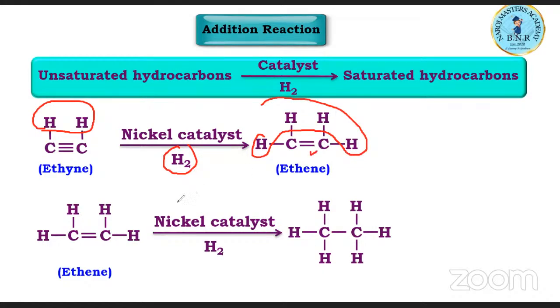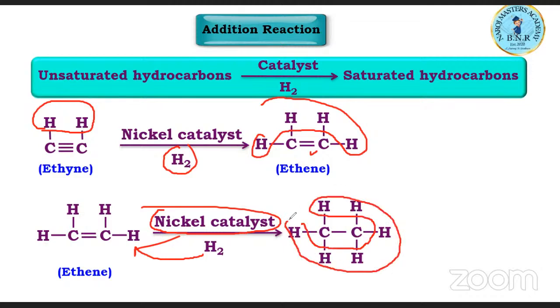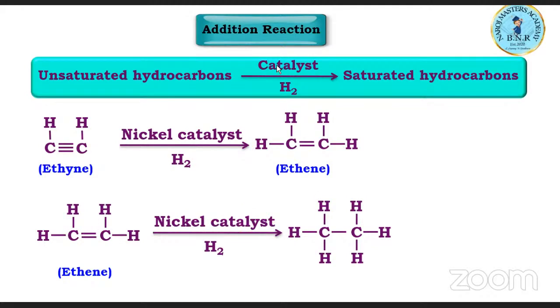Okay, but now this unsaturated hydrocarbon is again added with which element? Hydrogen gas, in the presence of nickel catalyst. Now it is converted from unsaturated to saturated. Now how many hydrogens are there? 6. Is it right? Now this is the process of changing unsaturated hydrocarbons into saturated hydrocarbons. So what type of reaction is it? Addition or substitution? Addition.